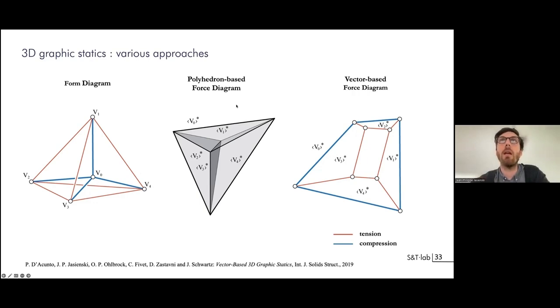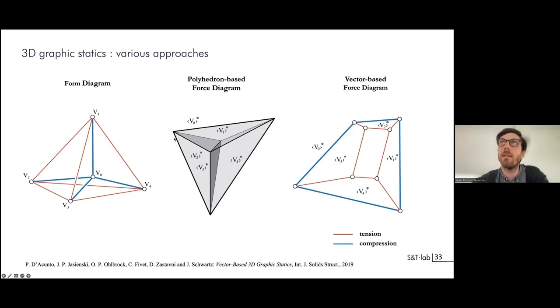And so in the polyhedron-based diagram, one node corresponds to one face of the polyhedron, okay? So you can see V1 corresponds to this face. V4, the node, corresponds to this face. And so what it means is that the intensity of the forces is the area of the face. There is something very strong with this approach, is that these two diagrams are reciprocal. It means that to one node corresponds one face, okay, and vice versa.